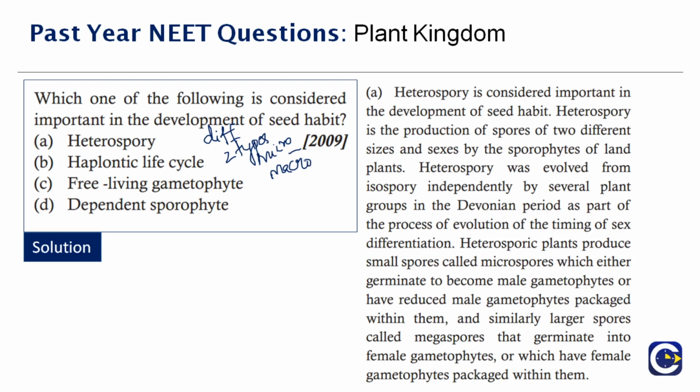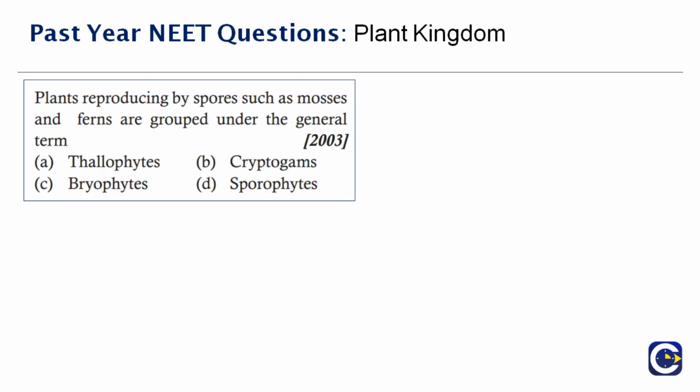To your right side you can see a big description about heterospory. Heterospory is the production of spores of 2 different sizes and sexes by the sporophytes of land plants. So 2 types of spores are produced, one micro and the other mega. As I already mentioned, it is considered an important part in the development of the seed habit. The correct answer is option A. We also saw examples of heterosporous nature, Salvinia and Selaginella. These are some examples of heterospory. Now let's move to the next question.